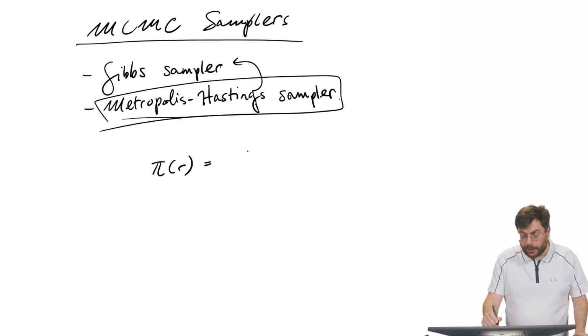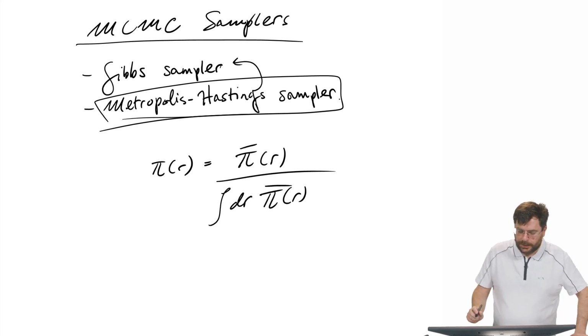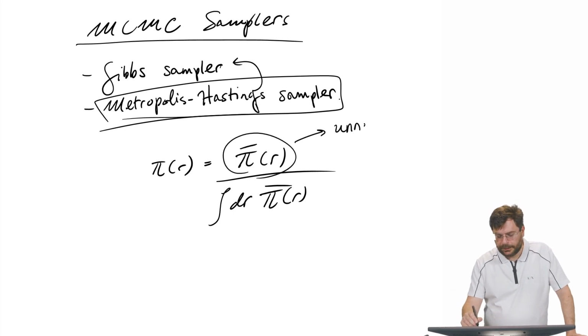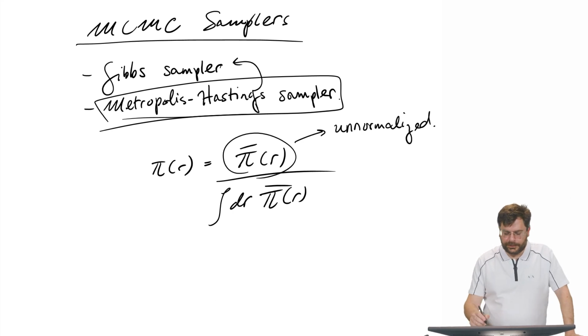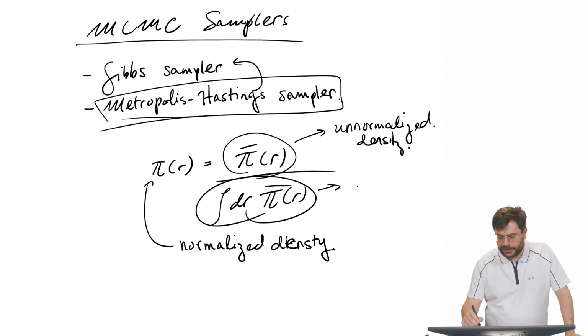So, first things first, I can define my target distribution. I'm going to define it as pi hat divided by some Z. This pi hat is essentially the unnormalized target distribution, and the pi here is the normalized, I should say density technically. This is the unnormalized density, and this Z of course is the normalization constant.